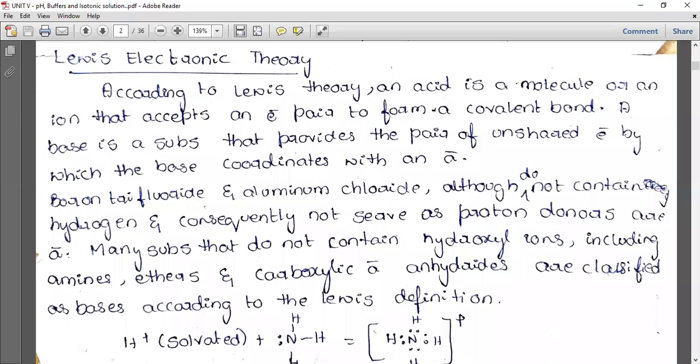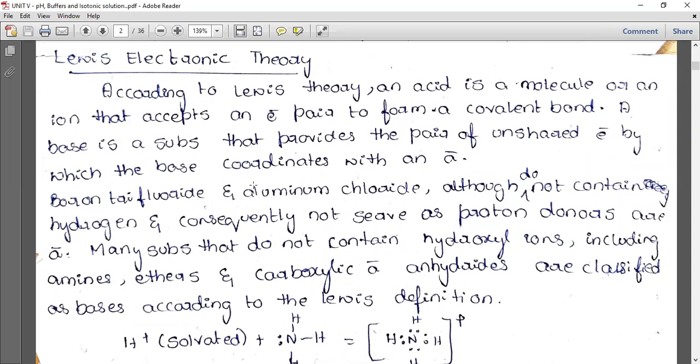So according to him, an acid is one which will be able to take up the electron pair which is shared by the base, and a base is one which will be sharing an unshared pair of electrons with the acid. The same thing is mentioned here. According to Lewis theory, an acid is a molecule or an ion that accepts an electron pair to form a covalent bond. A base is a substance that provides a pair of unshared electrons by which the base coordinates with an acid. So ultimately this leads to a covalent coordinate bond.